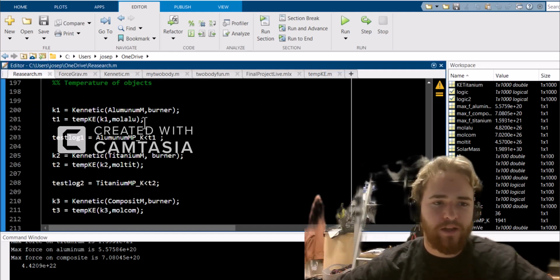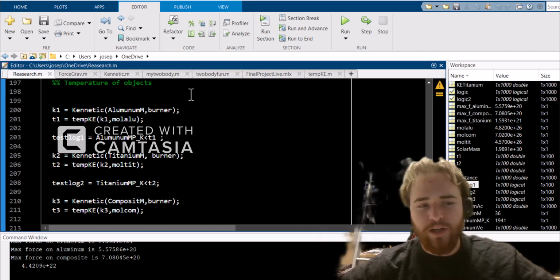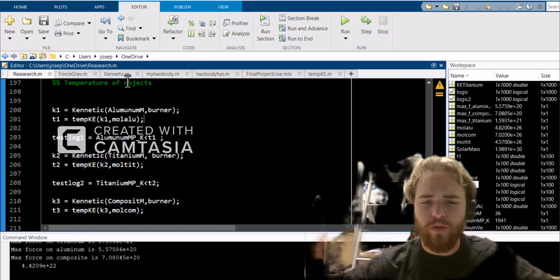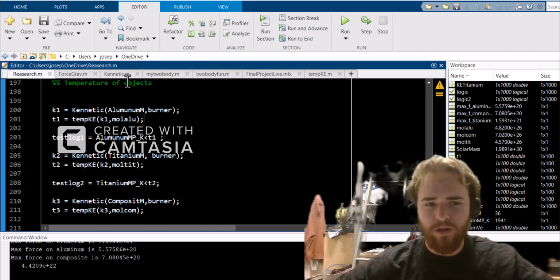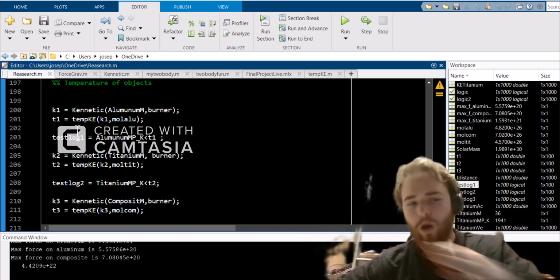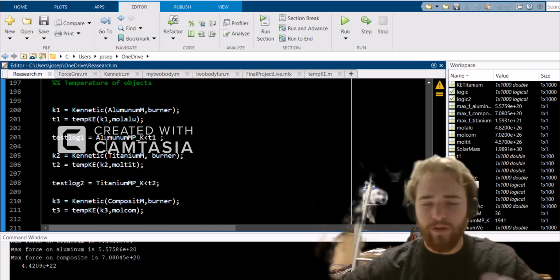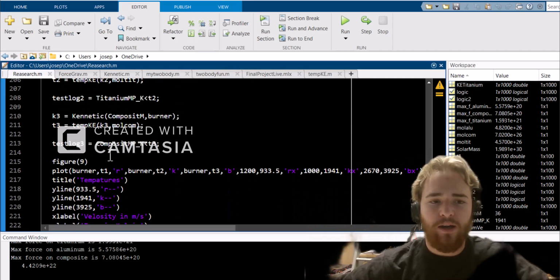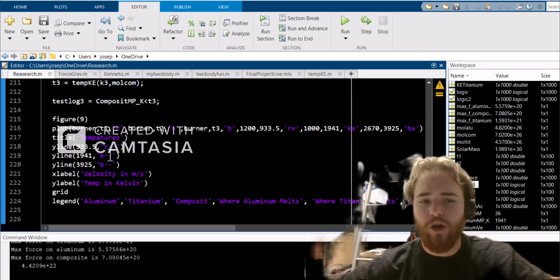So when we come back in here, we can see we resolve for kinetic energy just so we can focus on those different velocities that we want to focus on with burner. And then we plug it into our temperature equation. Now, I'll mention these test logs in a second. We have 3 test logs, and I'll just show them in a second.